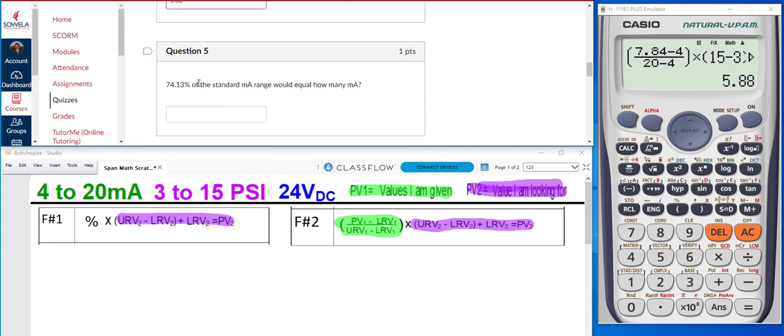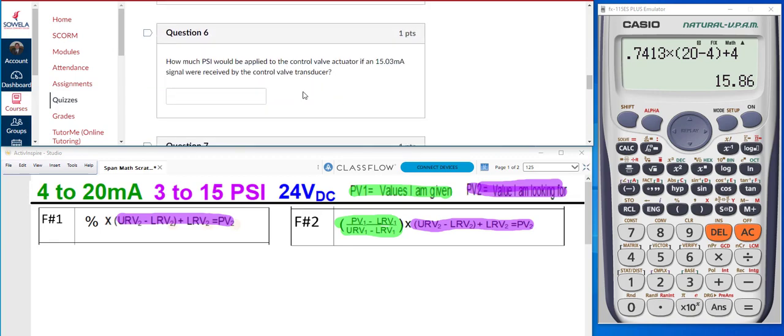Number 5, 74.13% of the standard milliamp range would equal how many milliamps? Well, I've got a percentage, so I can use formula number 1. 0.7413 times, open parentheses, 20 minus 4, close parentheses, plus 4. 15.86. 74% is more than 50%, and my answer is more than 12. So, quick check of that.